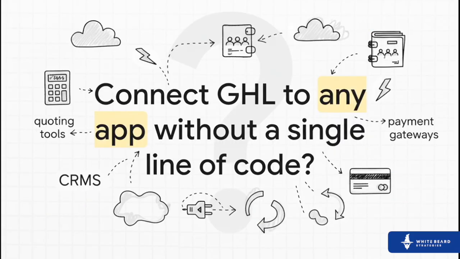But what if I told you there's a way? What if you could make GoHighLevel talk to, well, pretty much anything? Your quoting tools, other CRMs, payment gateways, and what if it could happen instantly, automatically, and, like it says right here, without having to write a single line of code? Well, you can. And honestly, it's probably way easier than you think.